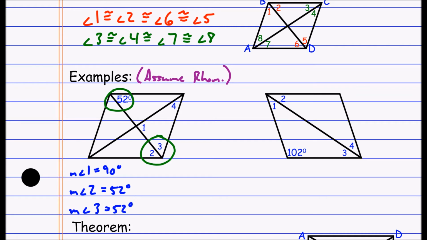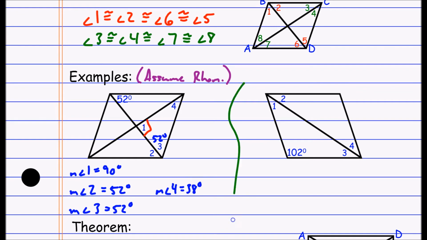And now the only one that might be a little bit tricky here is angle 4, but keep in mind, I've got 3 angles inside a triangle here. I know that this one's 90, I know that this one down here, if I label it as 52 degrees, and I know that the 3 angles inside a triangle have to add up to 180, so the measure of angle 4 has to be 38 degrees. Okay, because that whole triangle has to add up to 180.